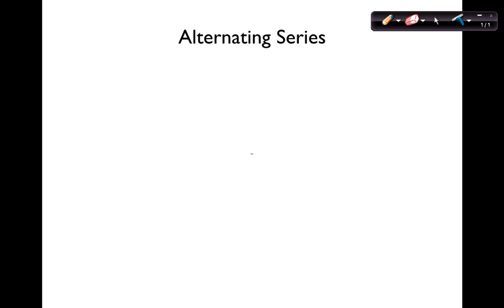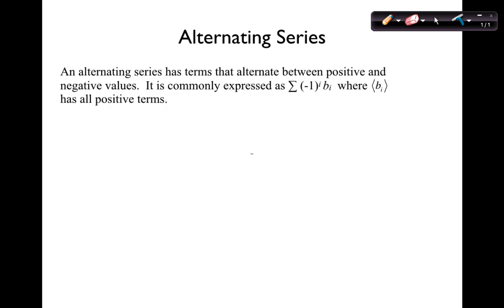So the next thing we're going to talk about is what's called alternating series. So here's the idea of an alternating series. Make sure you're thinking and listening, not just copying. Okay, an alternating series has terms that alternate between positive and negative values. All right, so it comes from an alternating sequence.